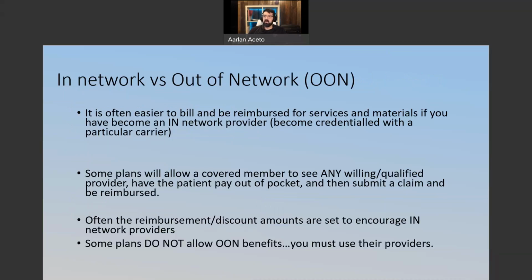In network versus out of network, OON, you'll see that often. It's often easier to bill and be reimbursed if you're in network. That's you become credentialed. You apply to IMED, you apply to VSP, you apply to Medicaid. Some plans will allow a covered member to see anybody who's licensed, and they'll pay out of pocket, then submit a claim, then they'll be reimbursed. But again, the reimbursements or discounts are generally made to encourage you to use their own network of providers. And again, some plans do not allow out-of-network benefits.